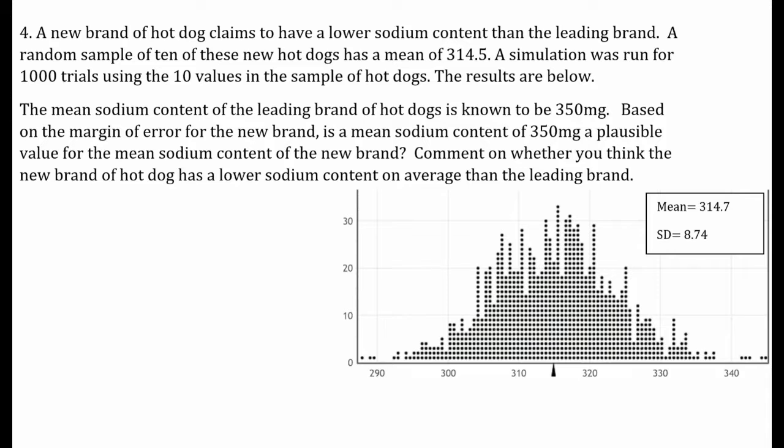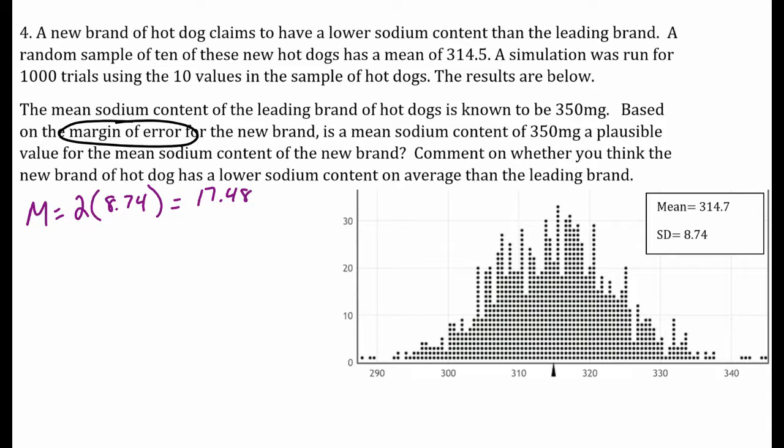That was a lot of words. But I saw the key phrase here of margin of error. I need to talk about the margin of error, so first let's find that. The margin of error is 2 standard deviations, which gives me a margin of error of 2 times 8.74. 2 times 8.74 is 17.48.